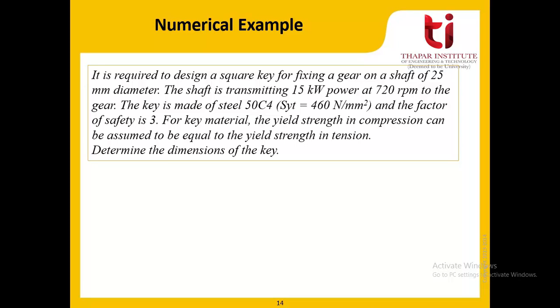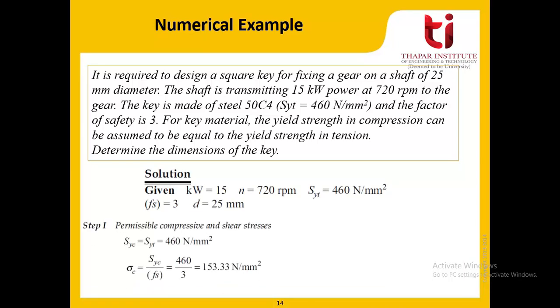That means my compressive strength is equal to the tensile strength, which is 460 Newton per mm square or 460 megapascal. Since I have to make use of the factor of safety, the permissible compressive stress is 460 divided by 3, that is close to 154 megapascal. Now we do not have the value of shear strength, but it is a good assumption if you recall the theory of failure, particularly the maximum shear stress theory, which states that the shear strength is 50% of the tensile strength.